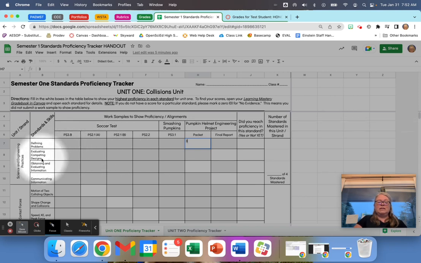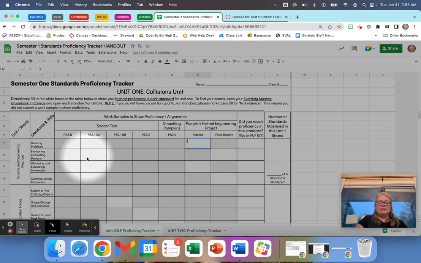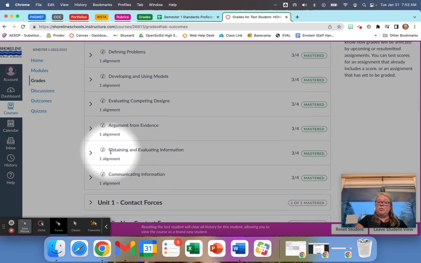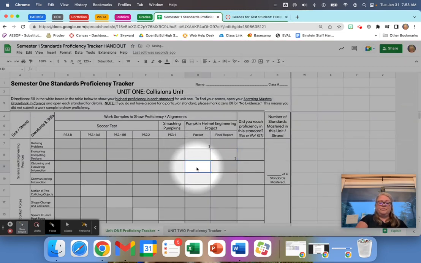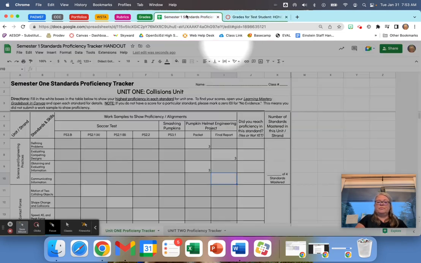Next, evaluating competing designs. So I'll be sure to look at Canvas. The next standard is developing and using models. This was for our second unit. We're not going to address this one yet. Next, we have evaluating competing designs. The score was a 3 out of 4. So I come back to my chart, evaluating competing design, 3 out of 4. Argument from evidence. This was from Unit 2. The next one that we needed from Unit 1 is obtaining and evaluating information, 3. Go back here. I write down a 3. And then finally, communicating information, final report. Come over here, communicating information, 3 out of 4. And I put a 3.